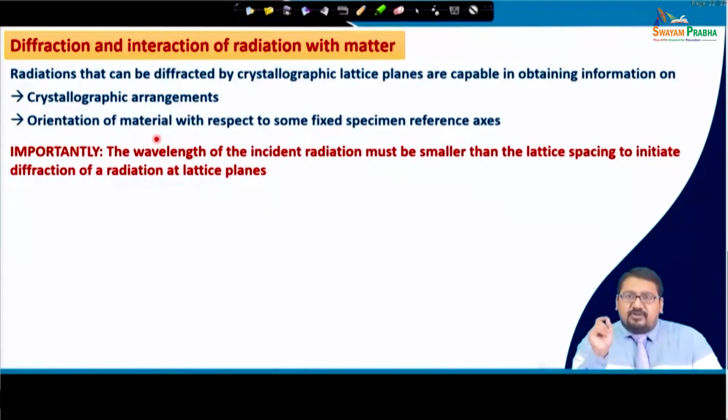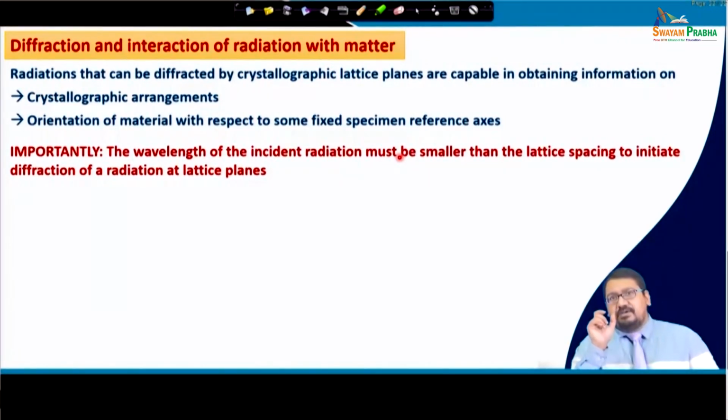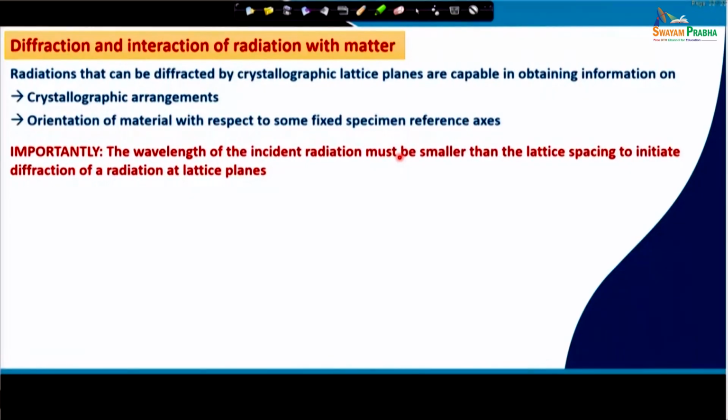in order for the radiation to get diffracted via a periodic arrangement of atoms in a polycrystalline material, the lattice spacing of these atoms or the bases will have to be slightly larger than the wavelength of the incident radiation, right. So, if the wavelength of the incident radiation is much smaller than the lattice spacing, then only will the diffraction initiate in these lattice planes.